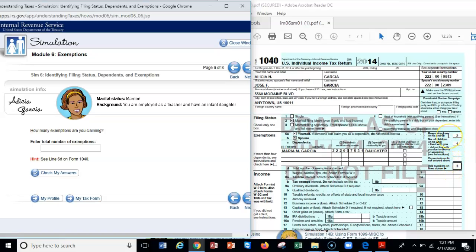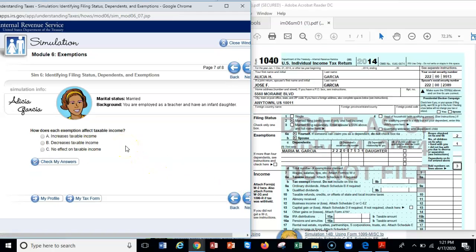If you look at this, there are 2 adults, and that goes in that first box. There is 1 child, it goes right here. 1 plus 2 is 3, so that fills in 3. We're going to put 3 as our total exemptions and check our answer. Yes, exactly. There is 1 for Alicia, 1 for Jose, and 1 for Maria. So yes, it's 3.